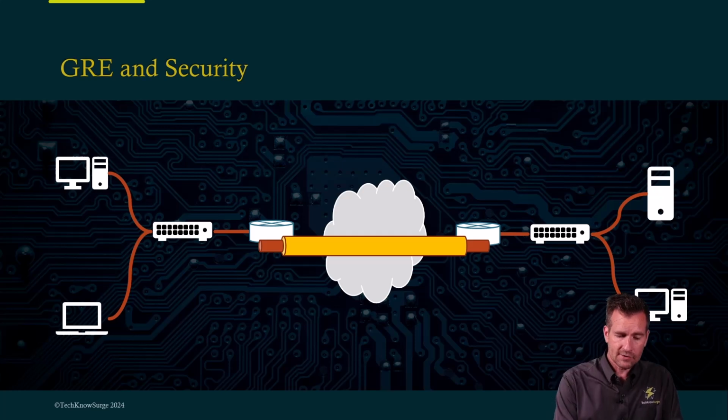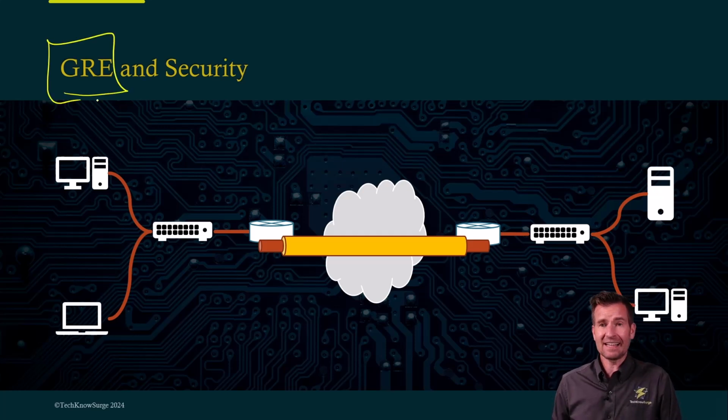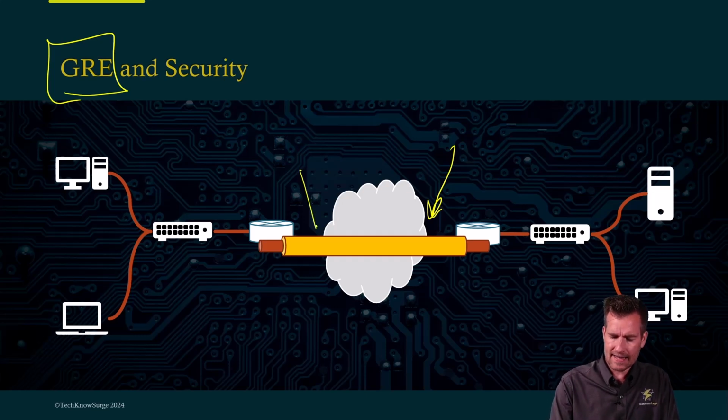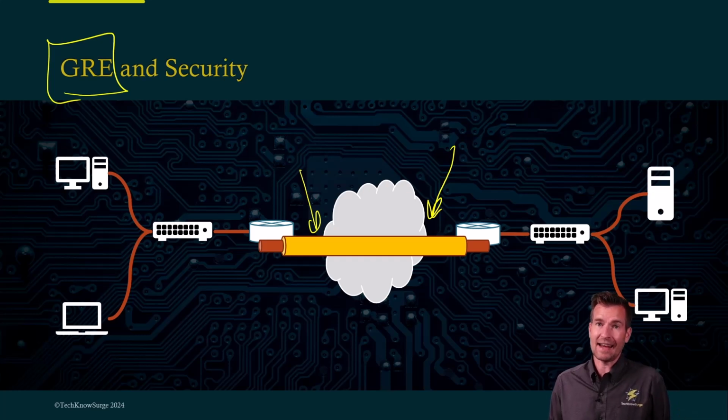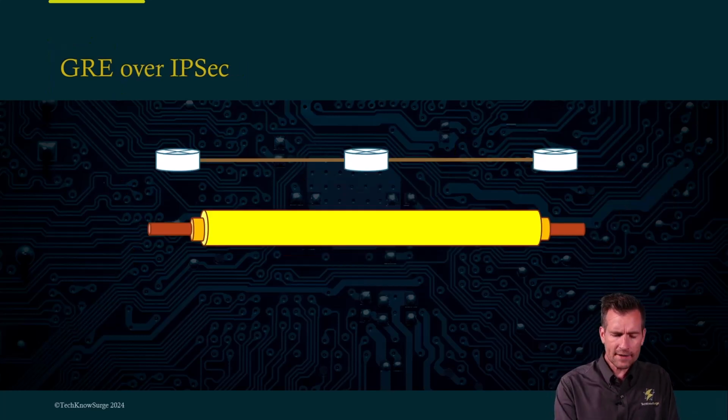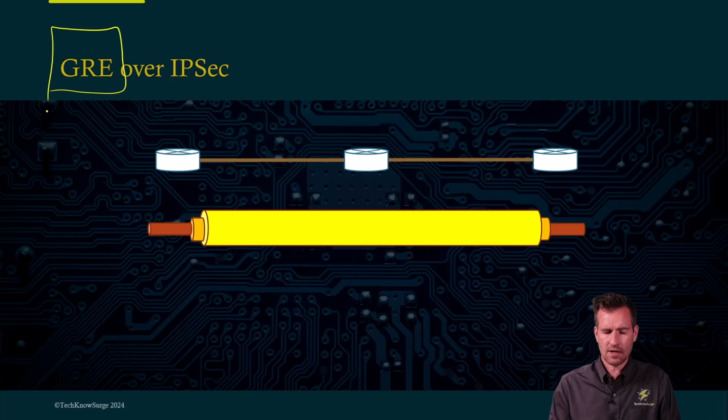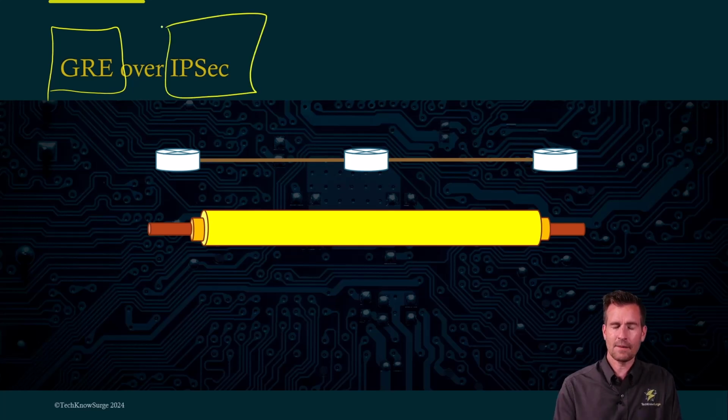One thing to note about GRE is by itself, it doesn't do any encryption. So the traffic that gets sent across here is still visible. That anyone that is taking a look at this can see the whole payload and the layer 3 header that it's encapsulating. So if we want to secure the communications of GRE, then we're going to have to do it over some other secure protocol like IPsec.